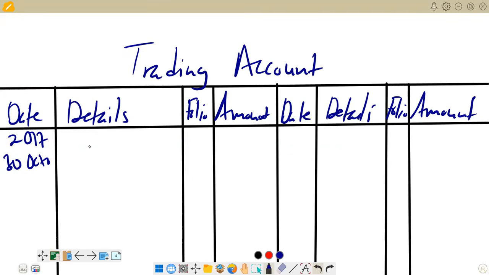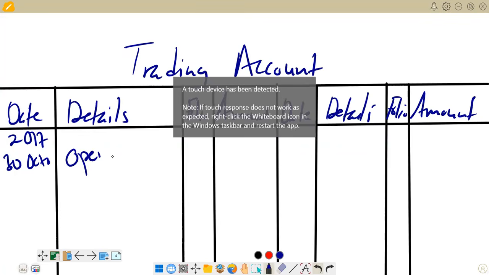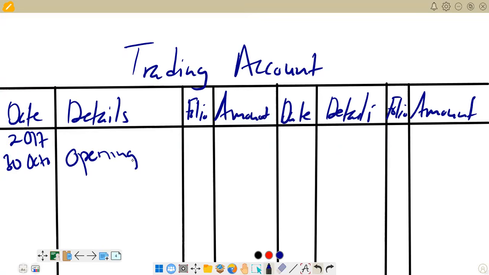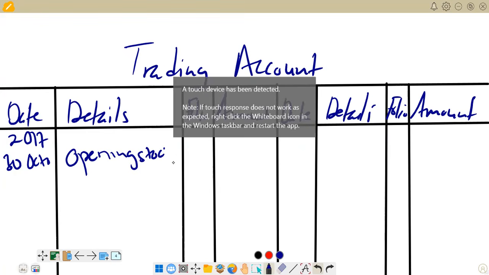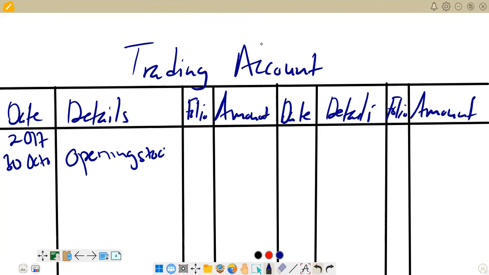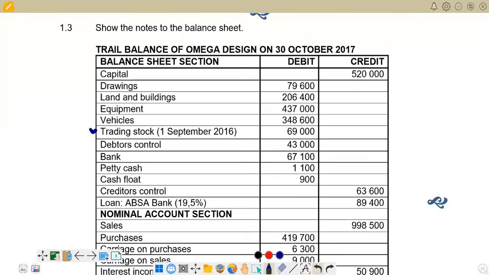Then on details, we are saying this is opening stock. This is our opening stock. So that is what we have there. Then for our opening stock, we are saying the amount that we have there is 69,000. 69,000 becomes our amount.